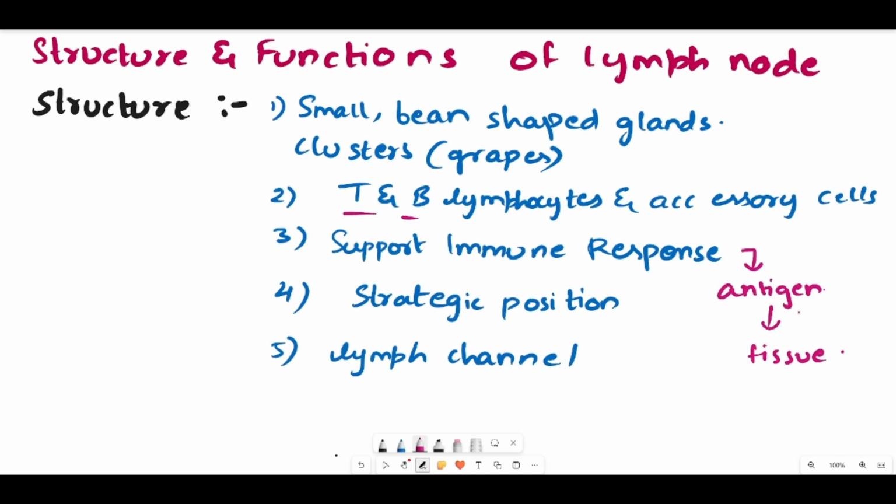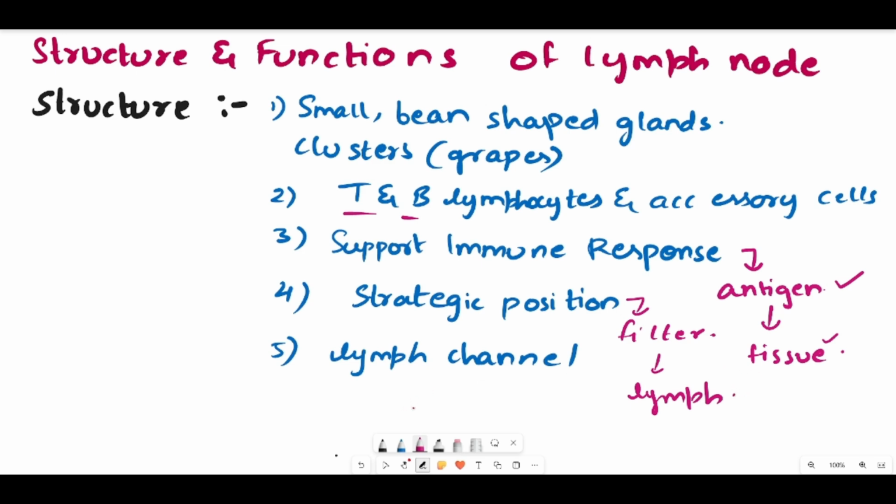These lymph nodes are primarily responsible for supporting the immune response to fight against foreign antigens which are entering the tissues. These are situated in strategic positions. That means they are present in different locations throughout the body, mainly useful for filtering the lymph fluid.